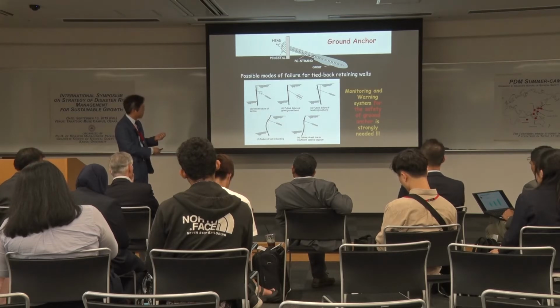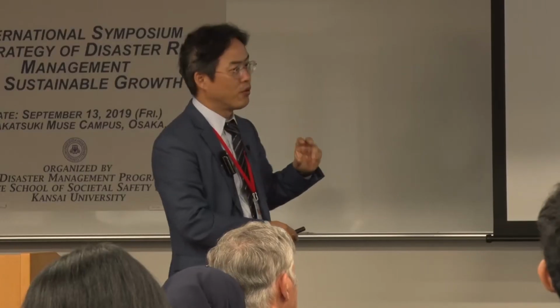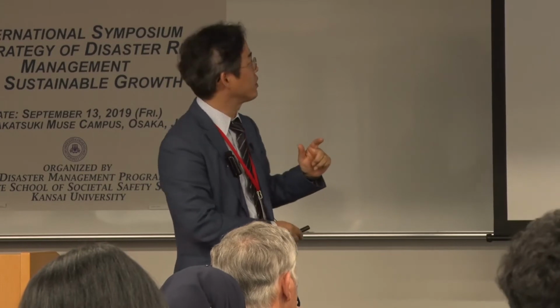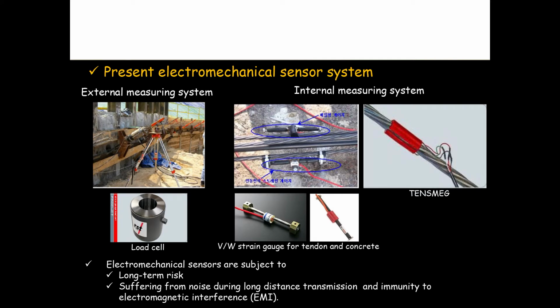Now, we have two kinds of systems for measuring the safety of retaining structures. One is the external measuring systems. We put a load cell in front of the head like this. Sometimes we put vibrating wire strain gauge systems into the hole. Or recently we developed the Transmech systems. These older systems are electromechanical sensors. However, these sensors suffer from noise during long-distance transmission, and they lack immunity to electromagnetic interference.